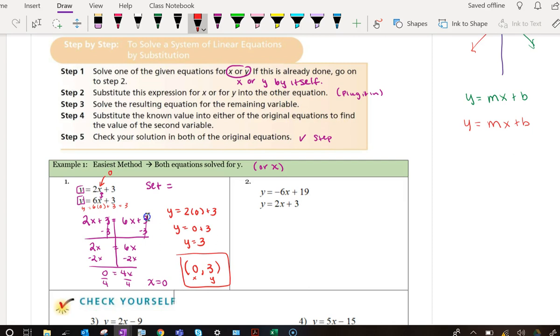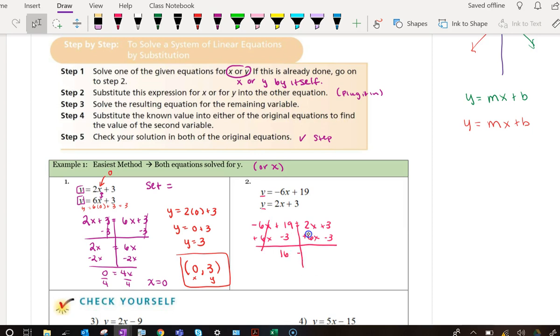Okay, so let's look at number 2 a little bit faster. Both of these are already solved for y. So we set negative 6x plus 19 equal to 2x plus 3. I'm going to move 6x first this time because I like positives. And I'm going to subtract 3. So I'm kind of doing two things in one step here.